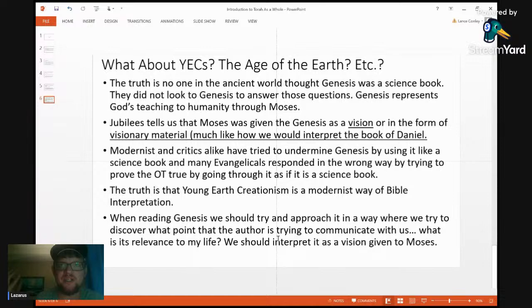When reading Genesis, I think we should try to discover what point the author is trying to communicate with us. What is its relevance to my life? Why is God, through Moses, even sharing this with us, right? Ultimately, though, I think we should interpret it as a vision, or visionary material, given to Moses. So anyways, that's really all I've got for right now.